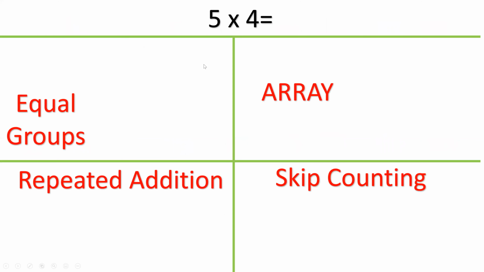5 times 4. Pause the video so you can solve the multiplication sentence. You can use equal groups, an array, repeated addition, or skip counting. If you're going to skip count, you're skip counting by 5 4 times.